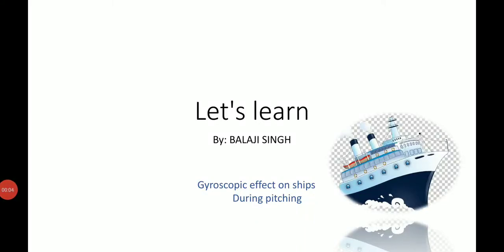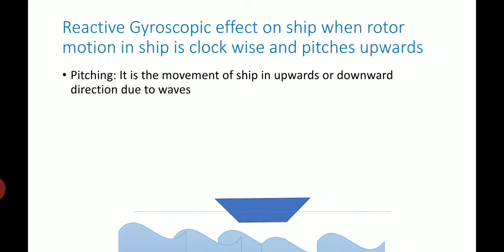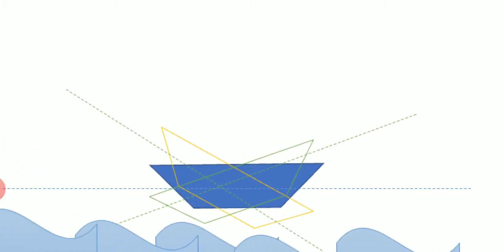Let's learn. Today our topic is the gyroscopic effect on ships during pitching motion. Pitching is the movement of a ship in an upward or downward direction due to waves. Here you can see that the ship is moving upwards and sometimes downwards due to waves. This movement is known as pitching.